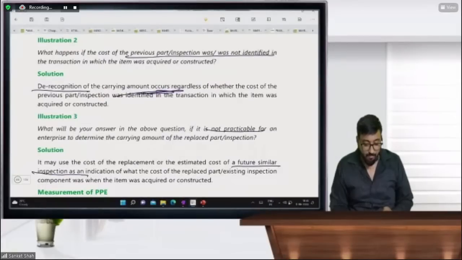Loss on sale is a different thing, beta. Loss on sale is a different thing. We removed that part and we added a new one.